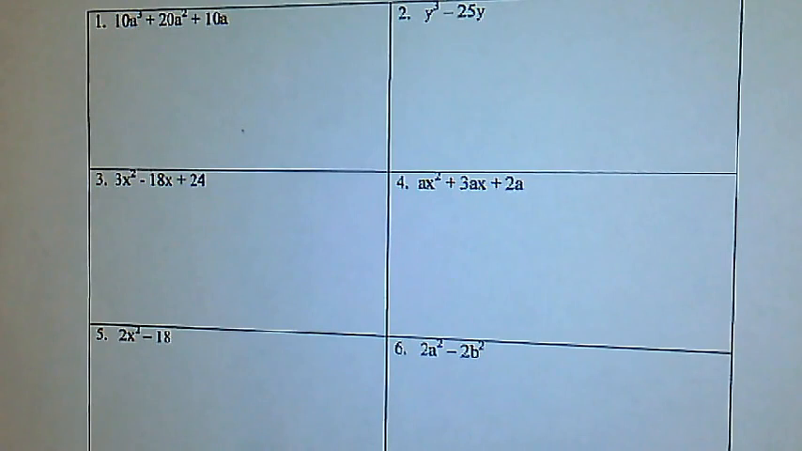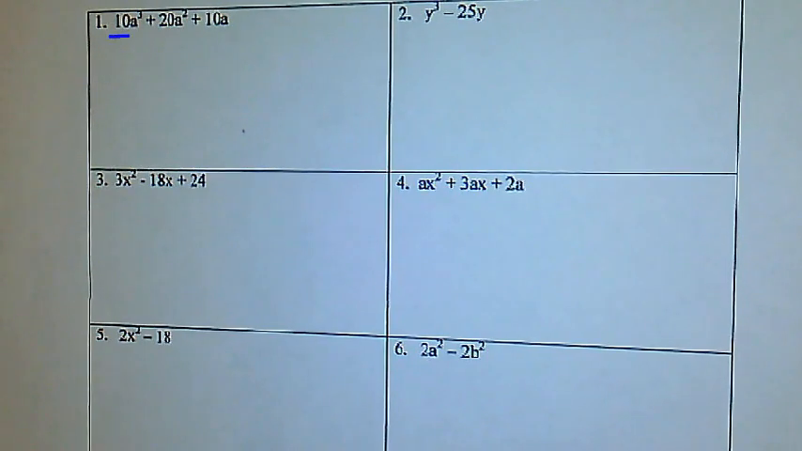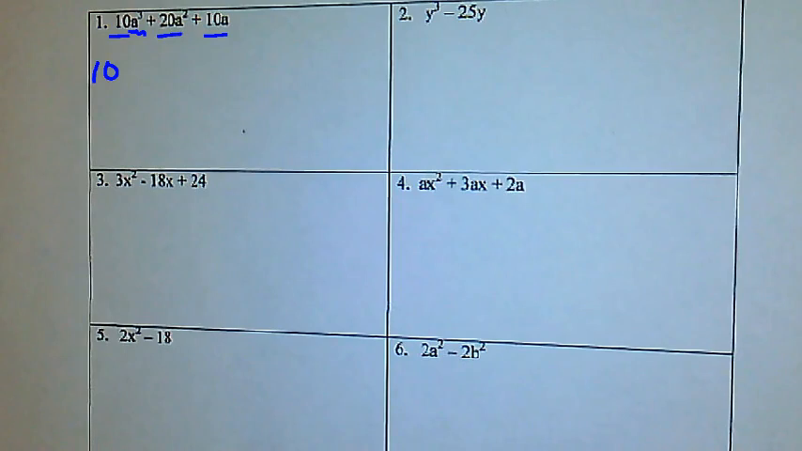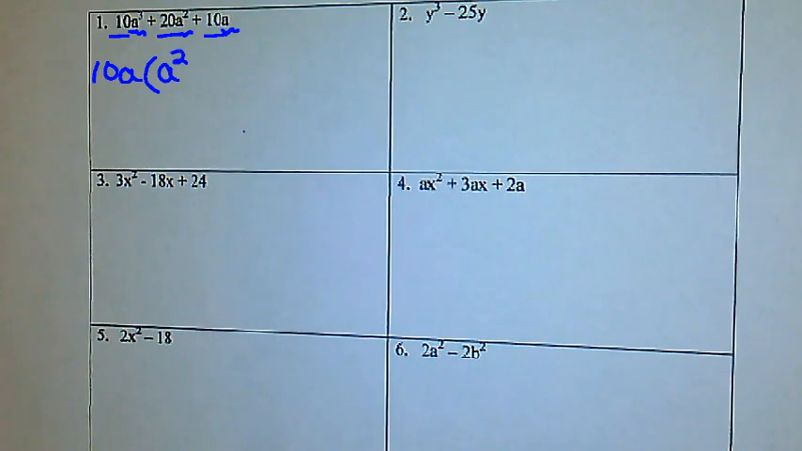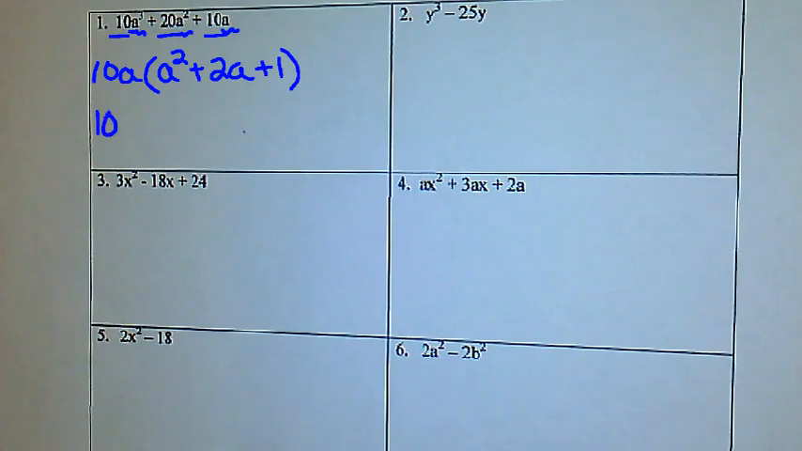Okay, so again, my first step in this one will be to take a GCF out. All right, I see I have a 10, a 20, and a 10, so I can take out a 10. I see an a cubed, an a squared, and an a, so I can take out an a. So that leaves me with a squared plus 2a plus 1. Okay, so keep that out in front.